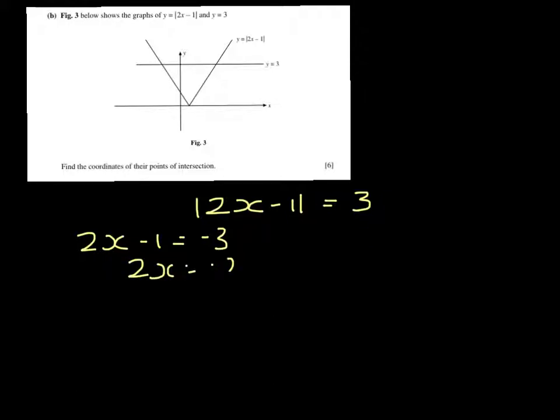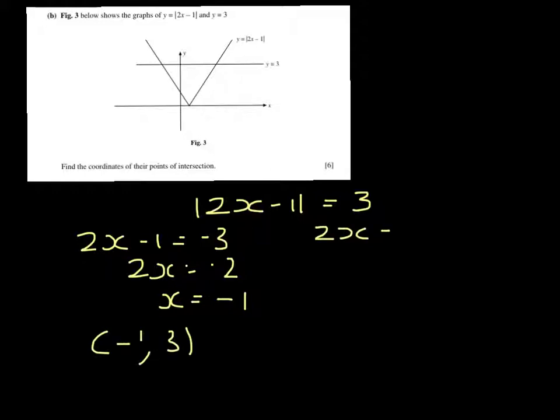I want to find the coordinates of intersection, so I want to know when the modulus of 2x minus 1 equals 3. So that's when 2x minus 1 equals minus 3. 2x equals minus 2, x equals minus 1. So first coordinate is at minus 1, 3.